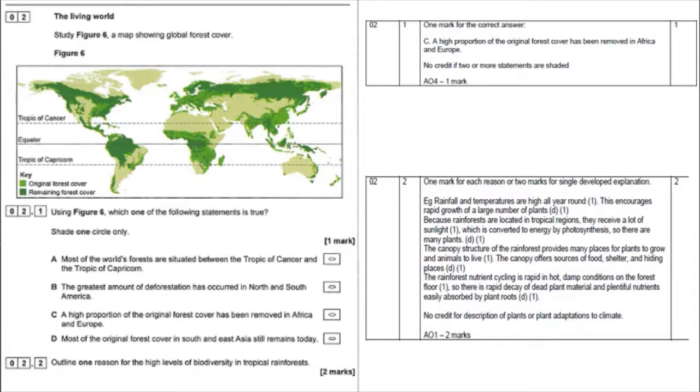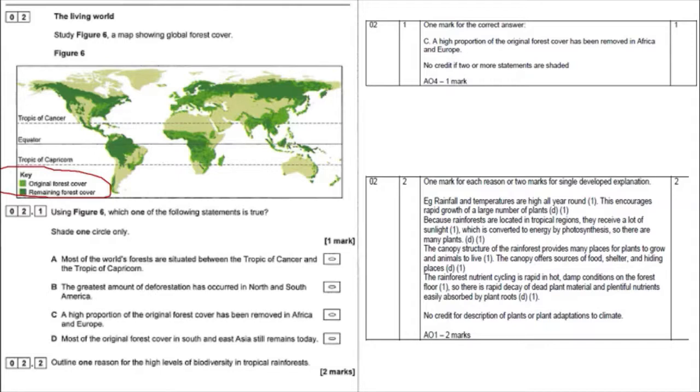And question 2 starts with a map. Now, the best technique when you start with a map is to have a look at the key. So what you'll see is you've got a key down there. The very darkest green is remaining forest cover. The middle colour green is original forest cover, well, that's forest that's been destroyed, and that means that the lightest green, almost grey, is no forest.